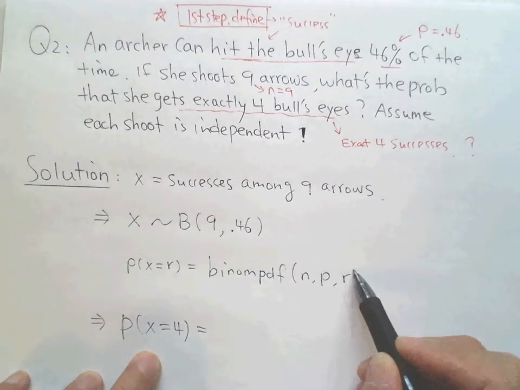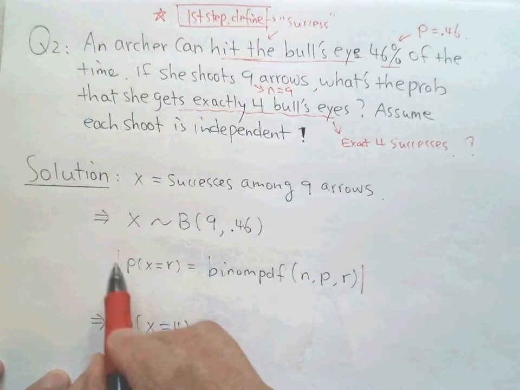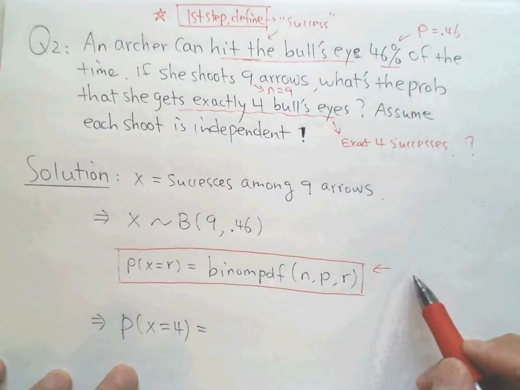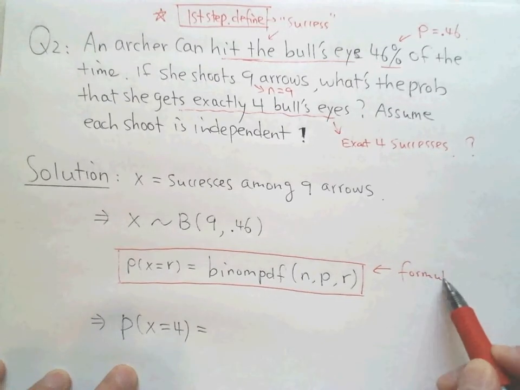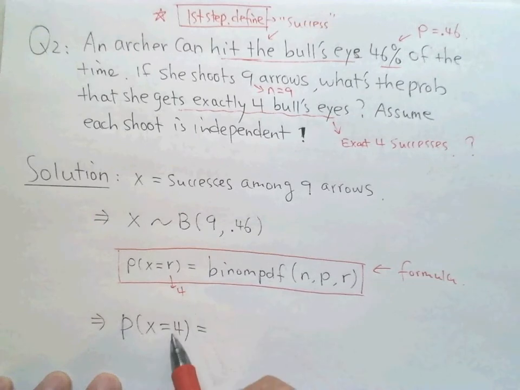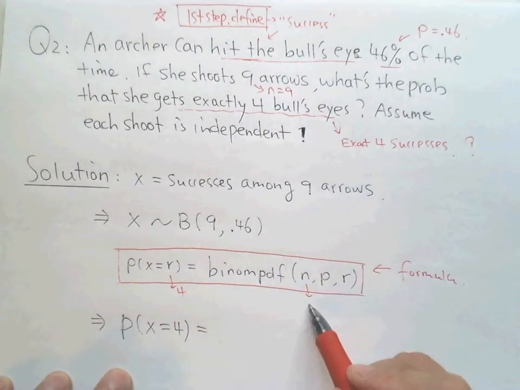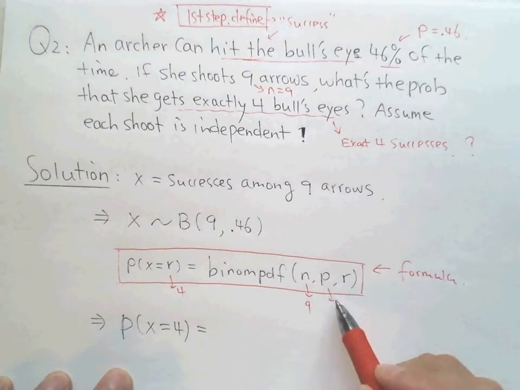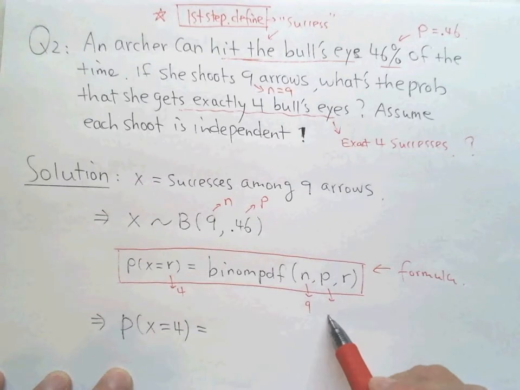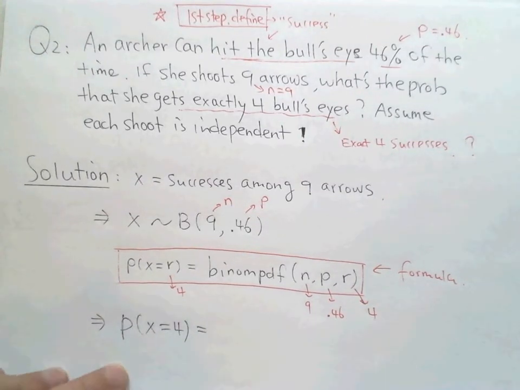Here is M and P and R, right? That's the formula. If I show you, this is the formula, okay? And I should summarize that for you. And what is R? Exactly, getting 4 times, right? And what is N? See, N is here. It's 9. Okay. What is P? So you know this is N, right? This is P. So P is 0.46. What is R? R is 4.